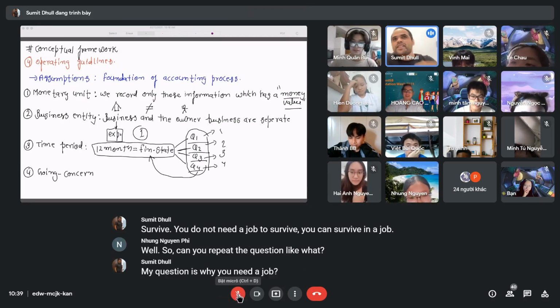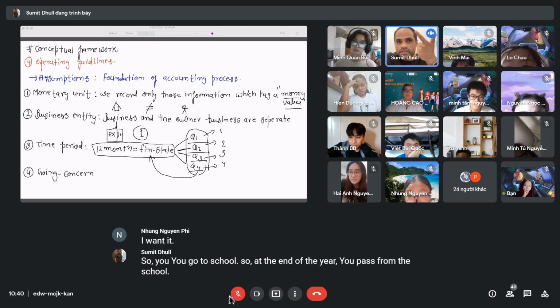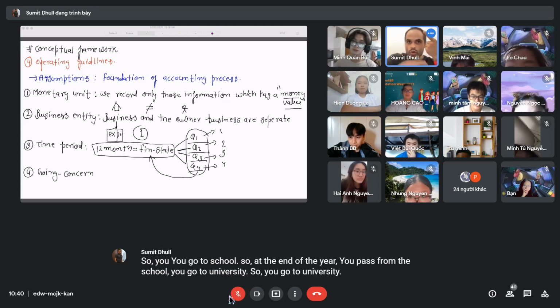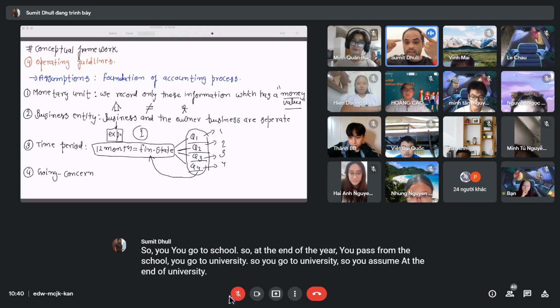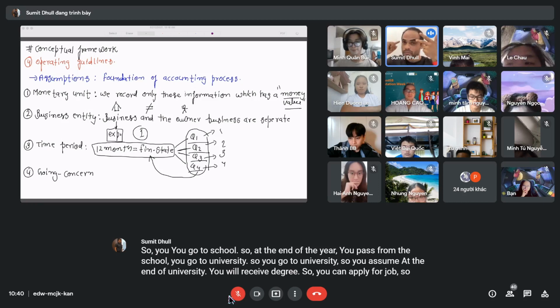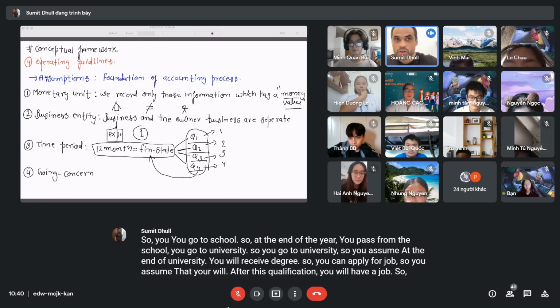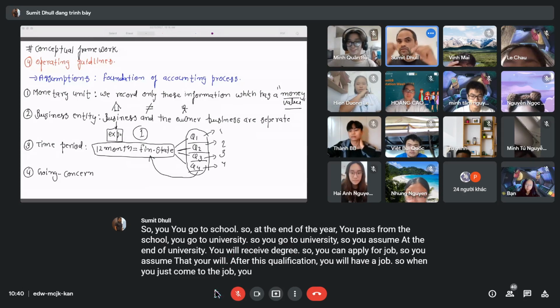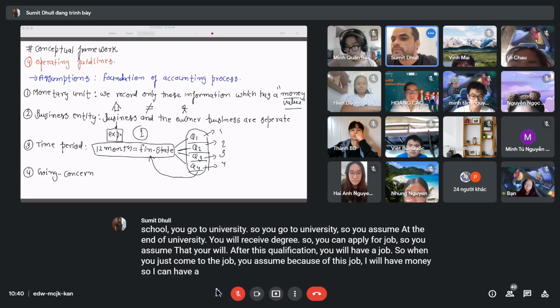So you go to school. At the end of the year, you pass from the school, you go to university. So you assume at the end of university, you will receive a degree, so you can apply for a job. So you assume that after this qualification, you will have a job. When you come to the job, you assume because of this job, I will have money, so I can have a better life.